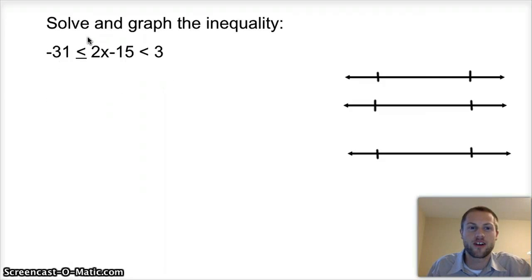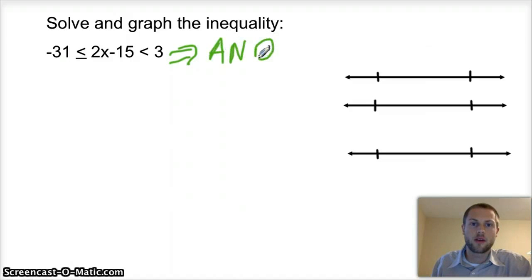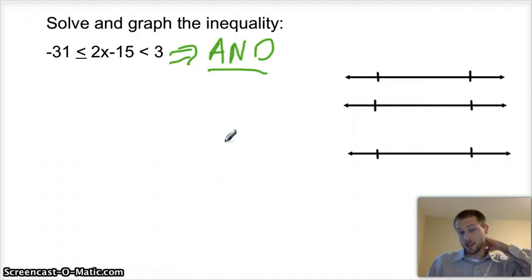What we're going to do with this problem is solve the inequality and graph. So what we have is a compound inequality, and we have negative 31 is less than or equal to 2x minus 15, which is less than 3. So what that tells me right off the bat is that I have an "and" compound inequality. That will come into play later when we're doing the graphing, but that's something to take note of.